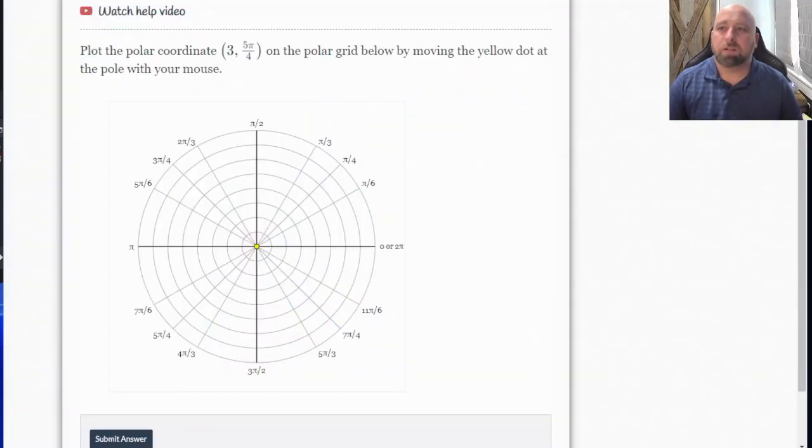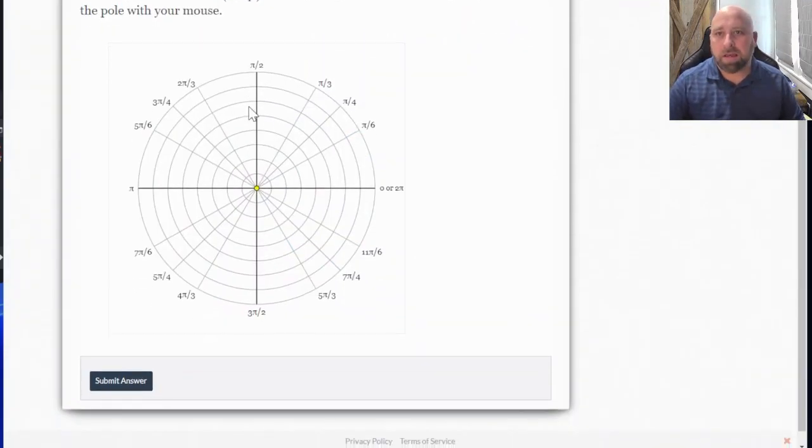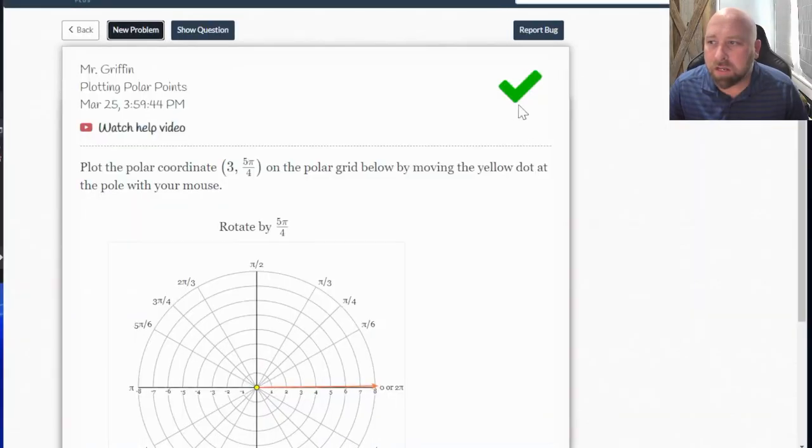All right, let's practice these a little bit more. We'll go over here to this Delta Math screen, and let's plot the polar coordinate for point 3 and 5 pi over 4. So we're going to come over here 3. So here's 1, 2, 3 rings out. So we'll go 3 rings out. There we go. And now this is positive, so it's positive, positive. And we're going to go all the way around this ring right here until we get to our 5 pi over 4. Right back there. There we go. And then we'll submit our answer just to check it, and we have it right.